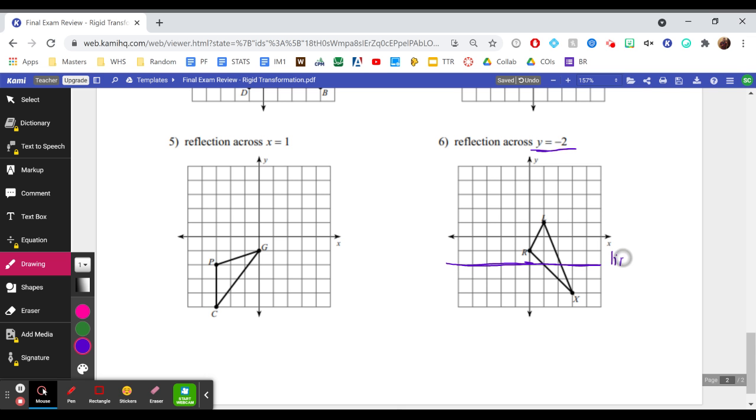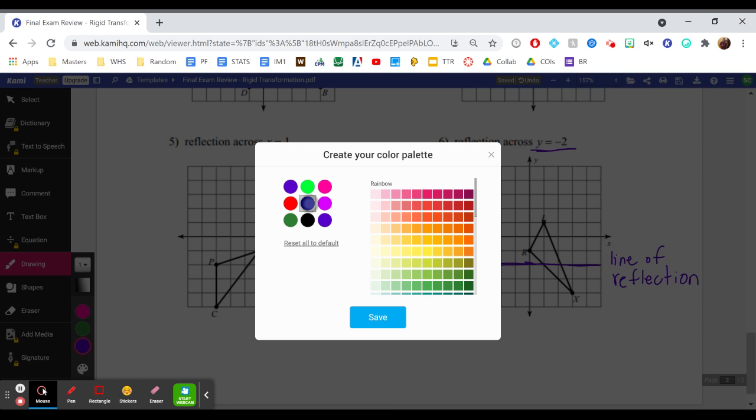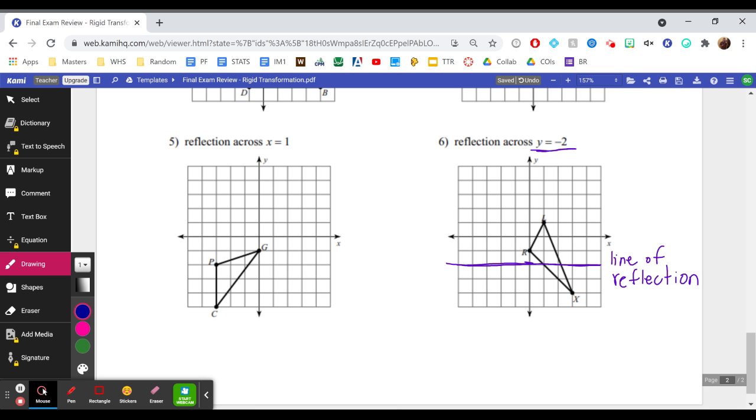Okay, so that's the line of reflection. Now I'm going to move each point towards the line of reflection and then the same number of units beyond it. So let's start with R. R is one unit away from it. So we're going to move one unit away from it again on the opposite direction. And that's going to be R prime.